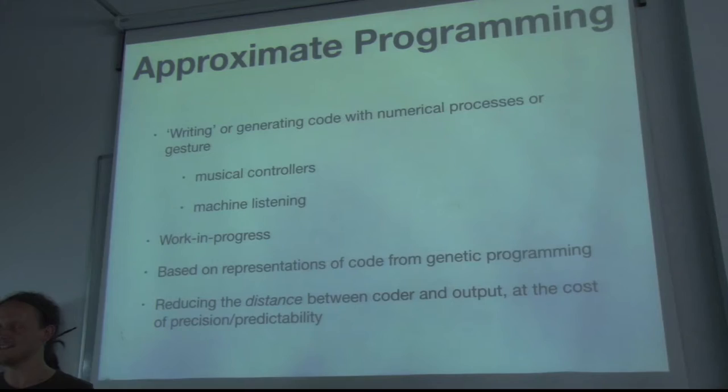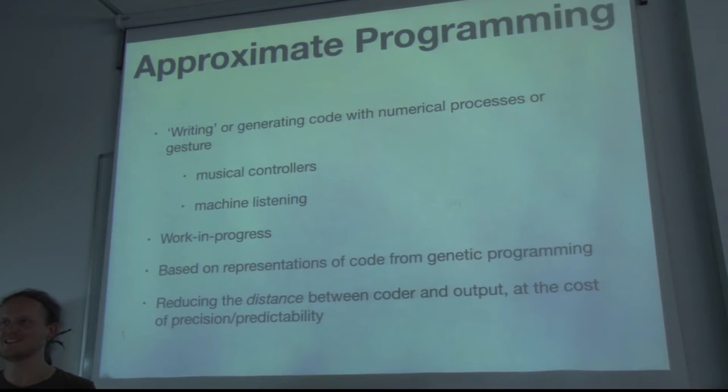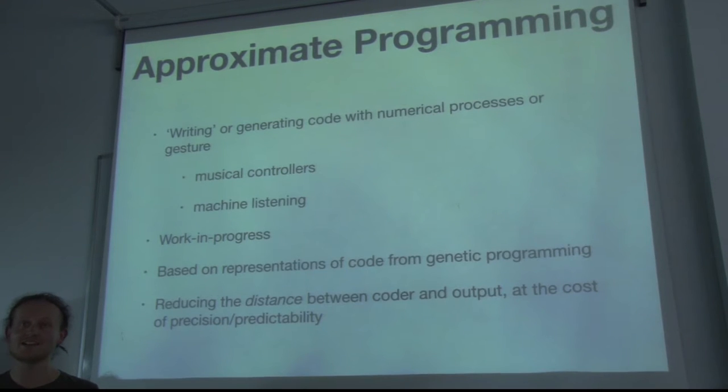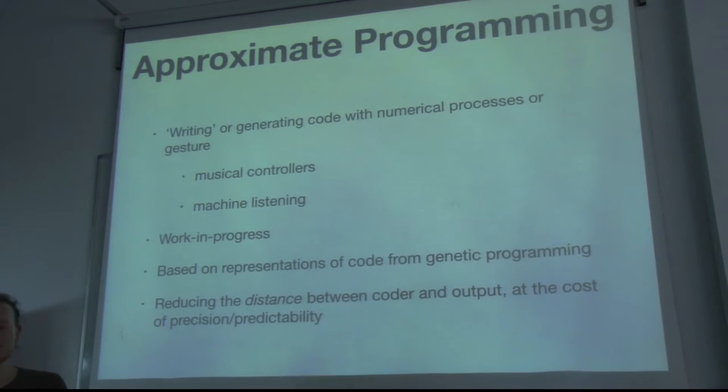So approximate coding is about writing or generating code with numerical processes. So instead of typing code, this is about taking things that generate numbers and translating that into code. There are a lot of things that generate numbers, so you can use a lot of things to generate code, if you like.